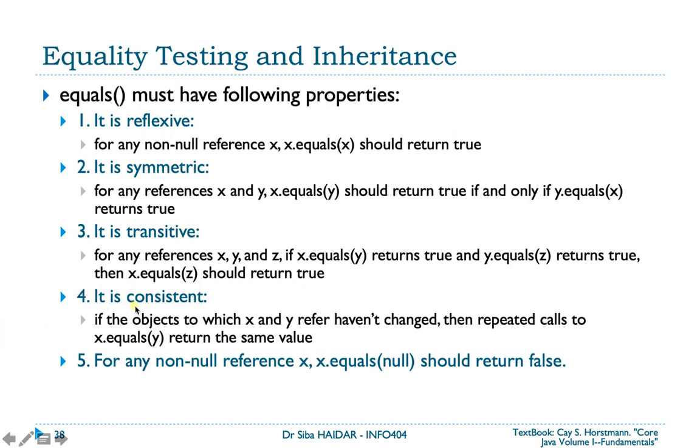It is consistent. It must be consistent. If the objects to which x and y refer haven't changed, then repeated calls to x.equals(y) return the same value. It must not be arbitrary. It means sometimes it returns true and sometimes it returns false for the same compared objects. And the fifth point in the contract: for any non-null reference x, x.equals(null) should return false.